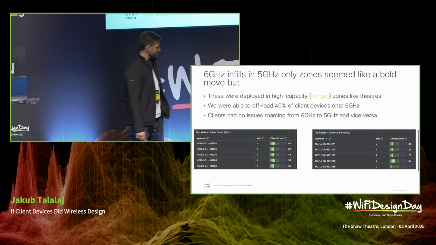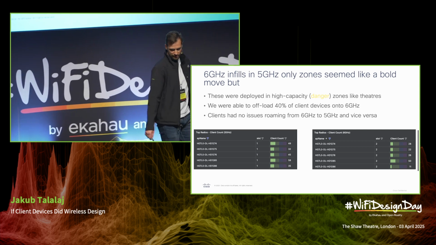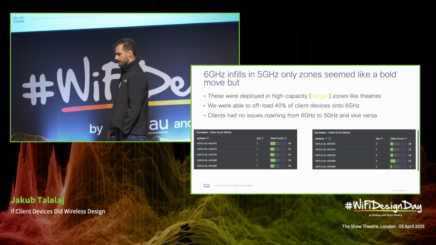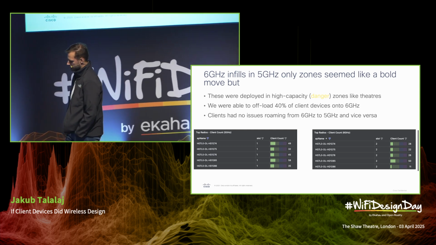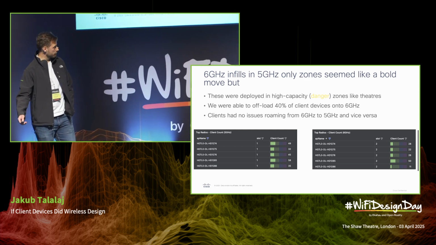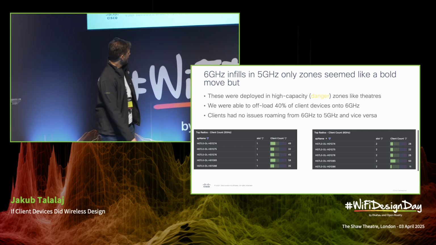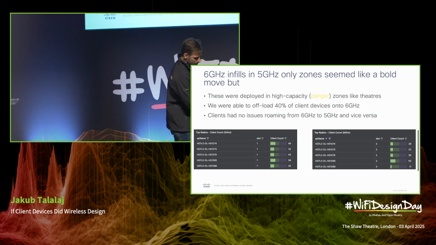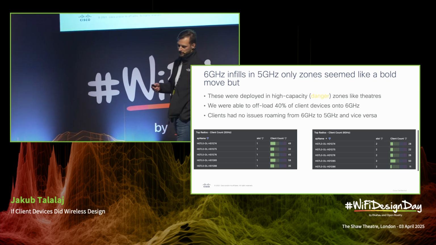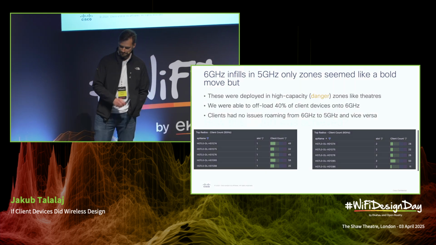So in a 5 gig mostly areas, where we deployed up to 5 and 6 units, right? We used 9166 D1s. We saw the same trend. We saw that 40% of clients were actually connecting to 6 gigahertz. So that was quite amazing that we were able to offload as many clients out of the busy 5 gig spectrum. We did also a lot of roaming tests, right, to see how the clients would behave roaming between 6 and 5, 5 and 6. They roamed without any problems, not even a packet loss.